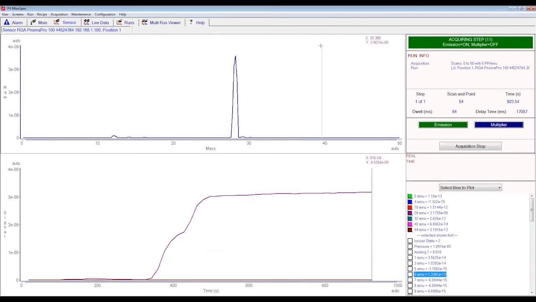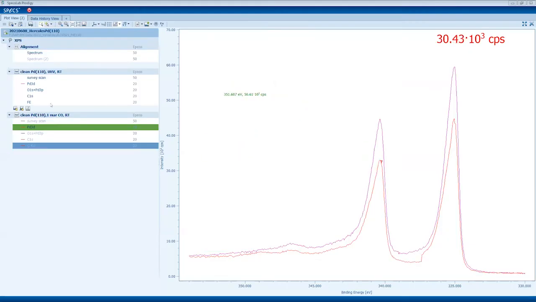So this is e-9, the signal from CO, and this water was e-12. Yes, it's like 1 by e-12. Switch back to the spectra, and after this we measure the oxygen.